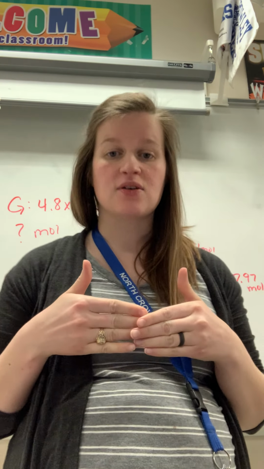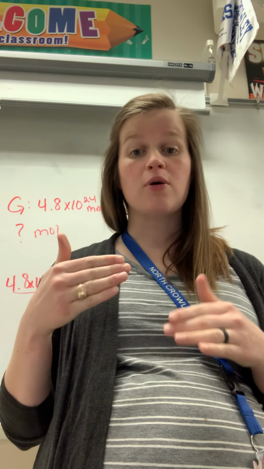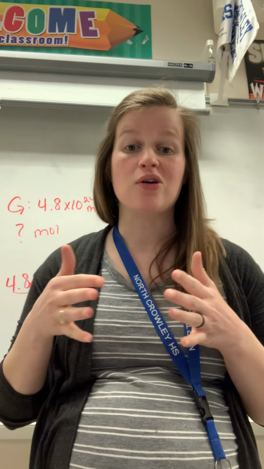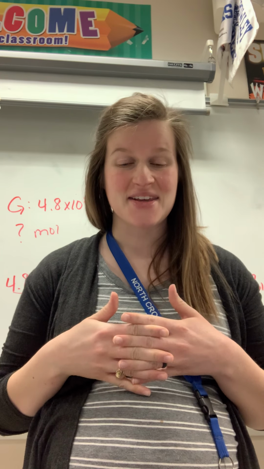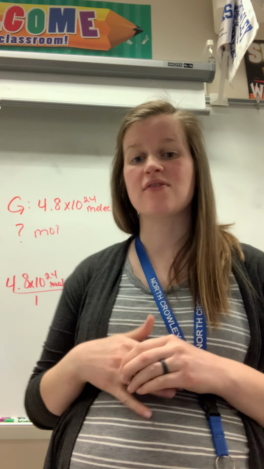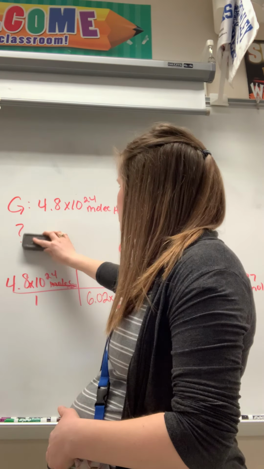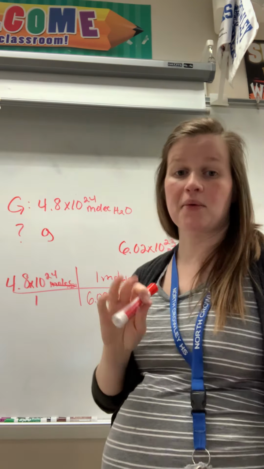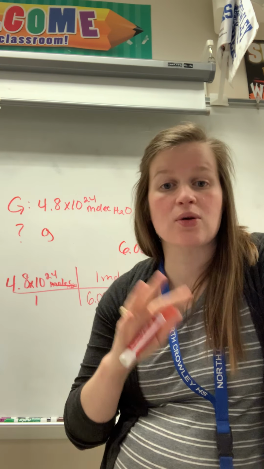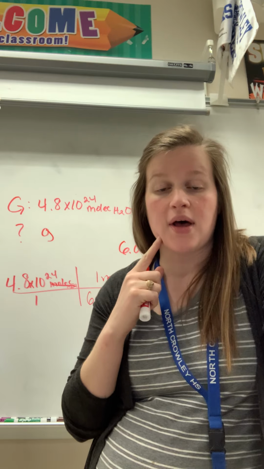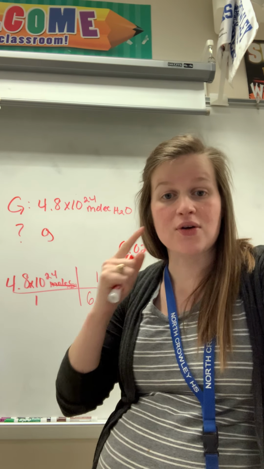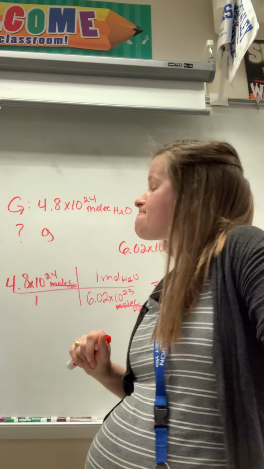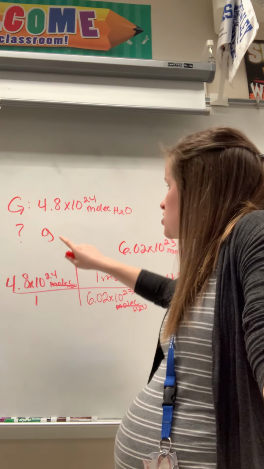Now, I could have asked the question: if I have 4.8 times 10 to the 24th molecules of water, so I still have the same given, how many grams is that? So how many grams of water is that? Instead of looking for moles, I would be looking for grams, my mass. I want to show you this way so that hopefully it makes a little more sense for those of you who are confused. Molecules tells me Avogadro's number, and grams always tells me molar mass. So I need to use the molar mass. I still start with my given.